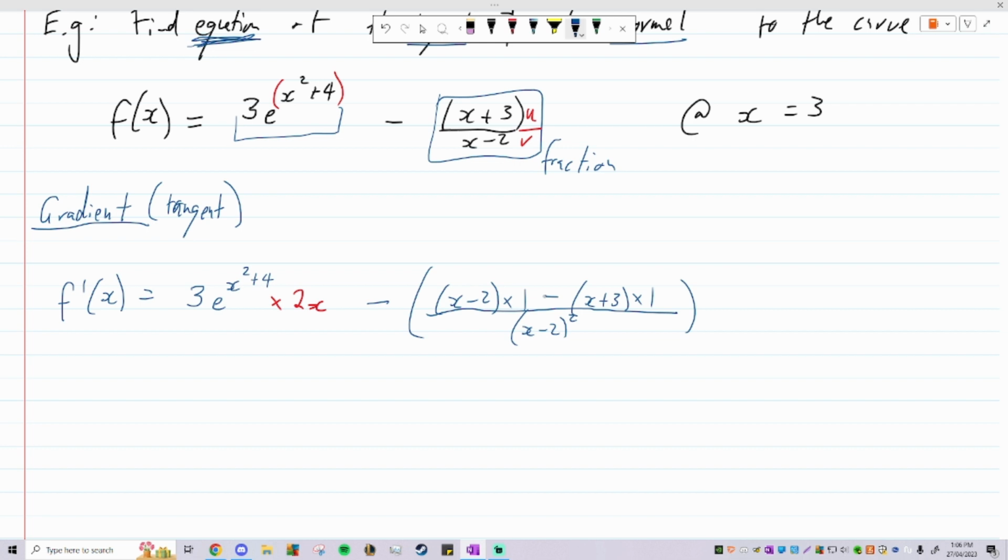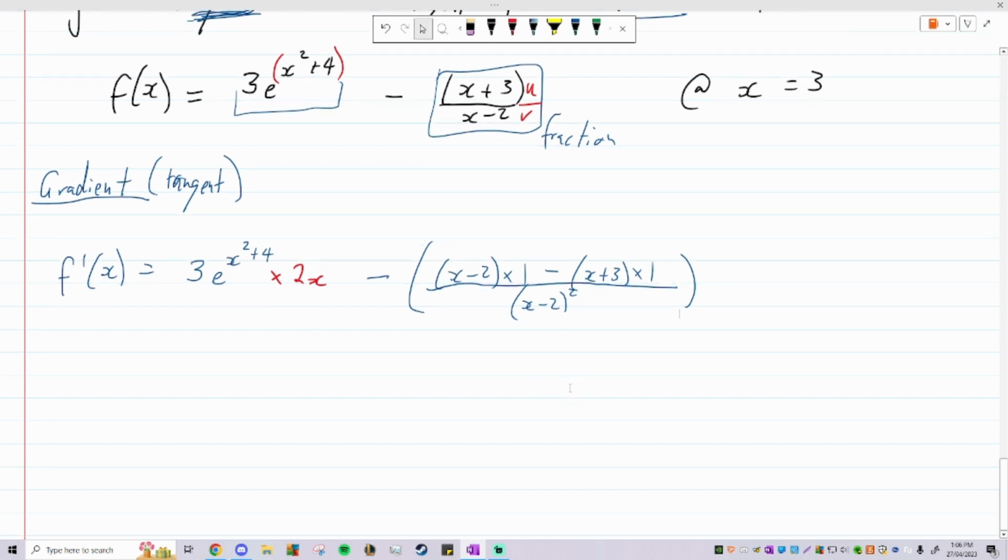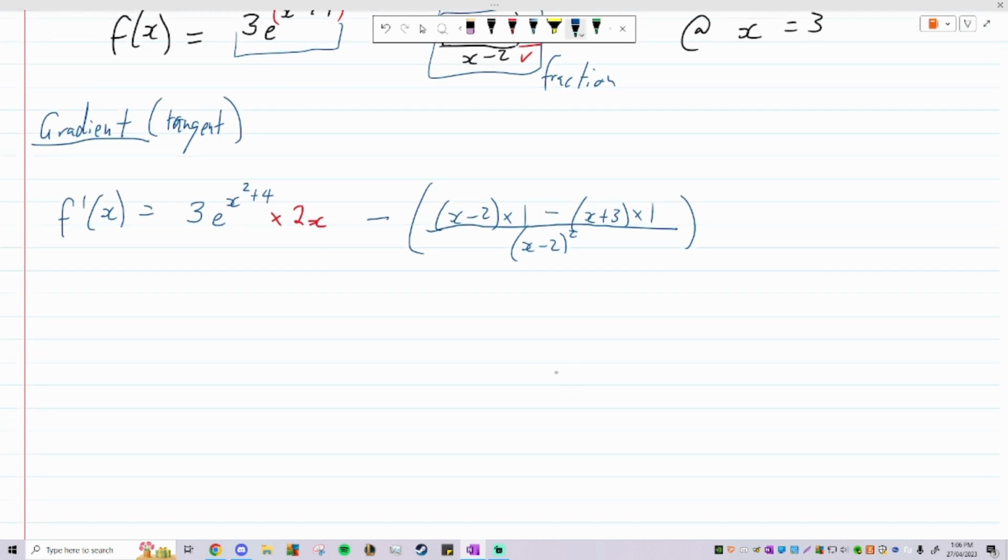So that there is our derivative, but we're going to try and make this just a little bit prettier because we are practicing our derivatives as well. So let's group up that first one to just be 6x e to the x squared plus 4. Just joining the 2 and putting the x at the front.